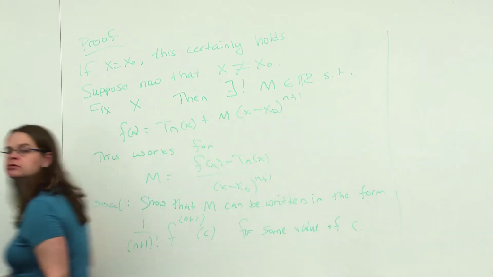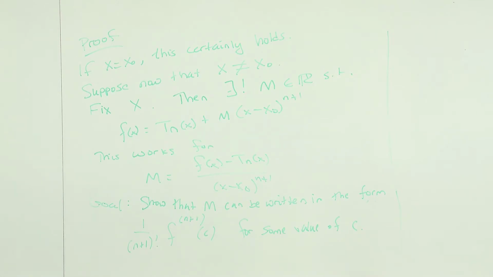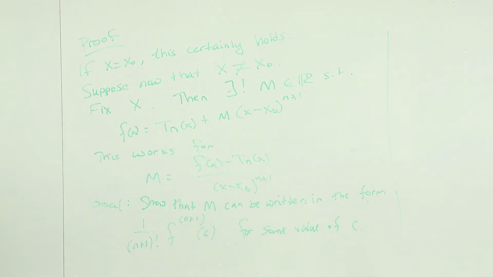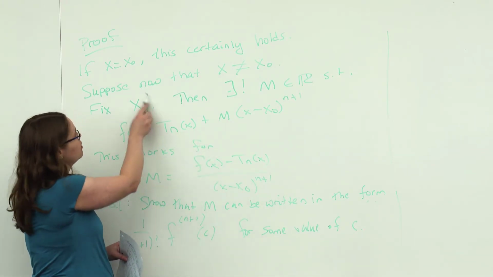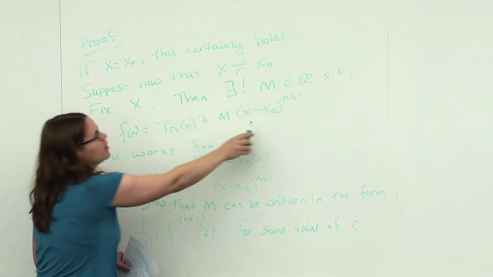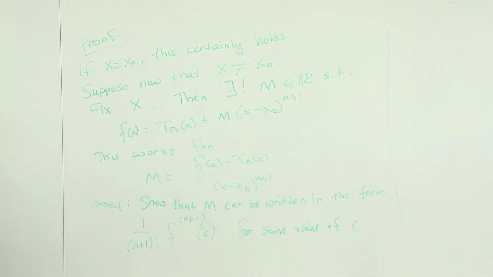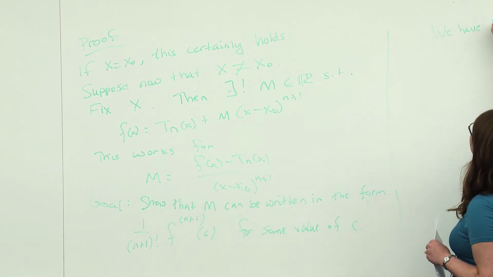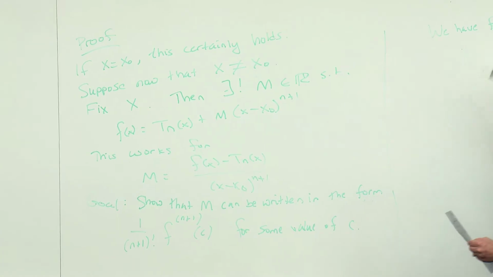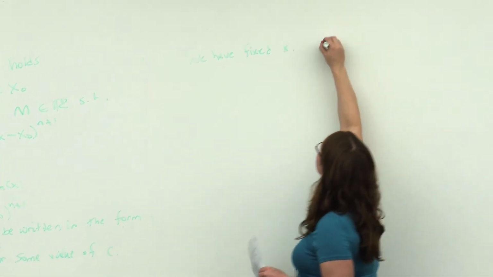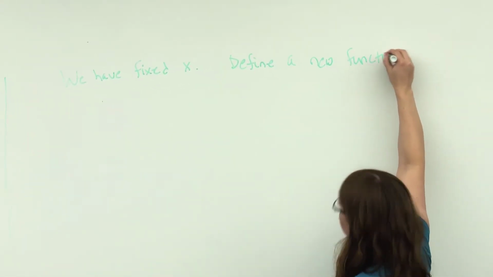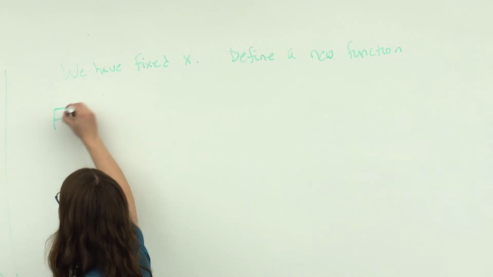I'm going to need a function to apply this to. So I'm going to try to define a function that looks sort of like this. But I'm going to keep x fixed. X is fixed. I'm not allowed to move x here. I'm going to actually vary the x naught. Okay, so we have fixed x here. So let's define a new function. I'll call it capital F of t.